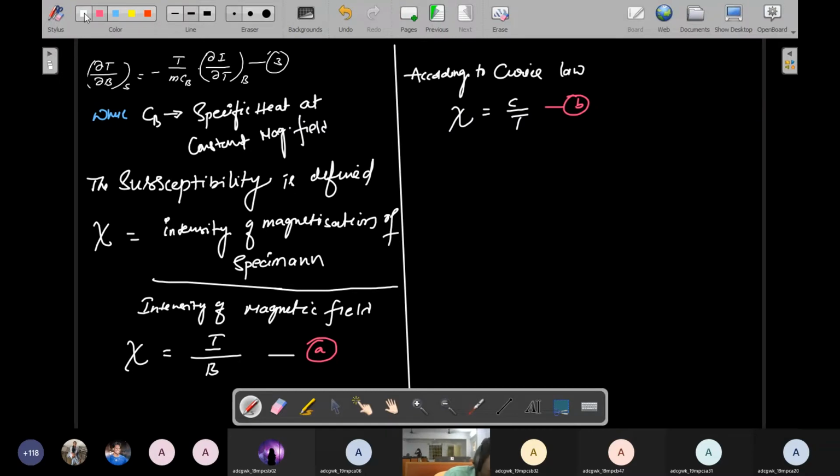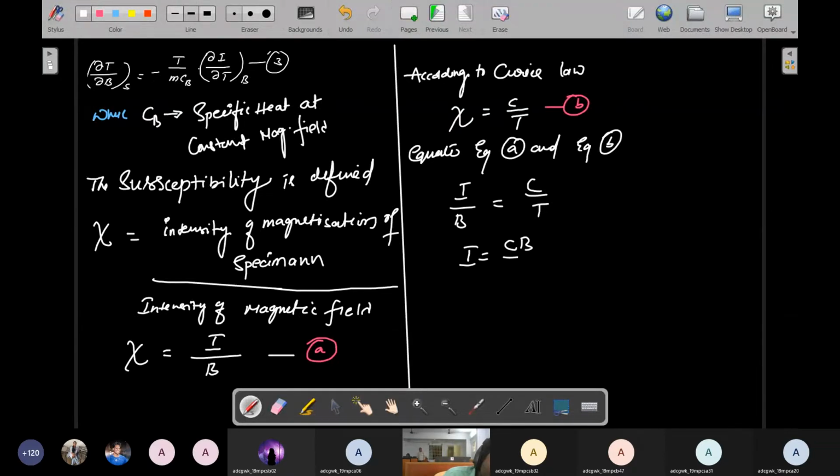From equation A and B, I'll equate equation A and equation B. What do you get? I divided by B is equal to C divided by T. So from this equation I'll get the I value. So I is equal to C capital B by T. Understand? Simply substitute this I is equal to C B by T in equation 3.